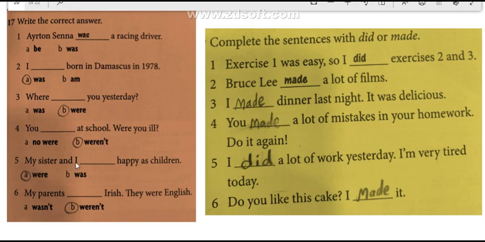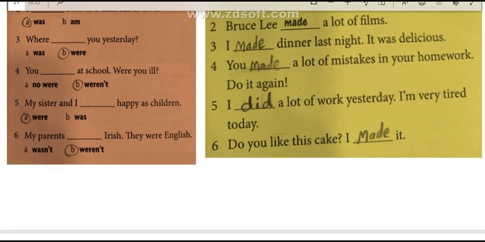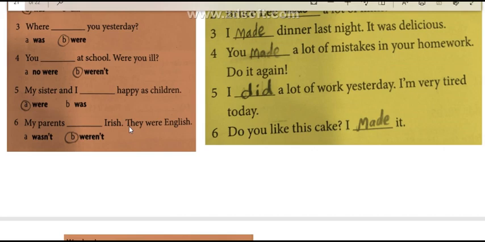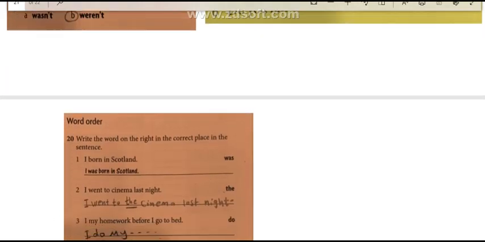My sister and I were, because we are two persons, so we put were. It's plural. My parents weren't Irish. My parents, plural, so we put weren't.